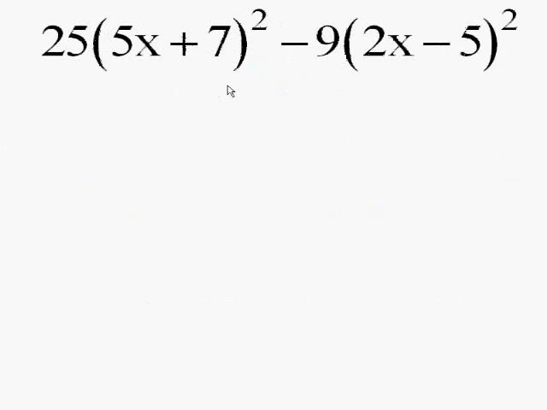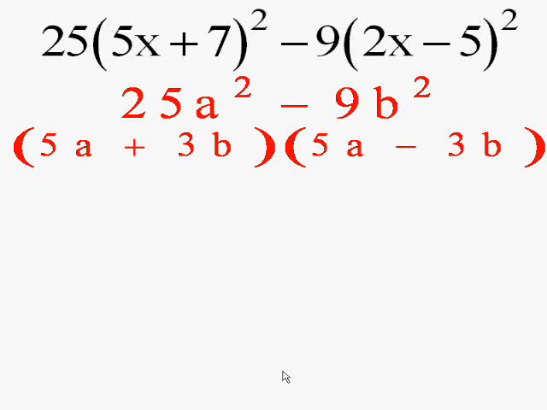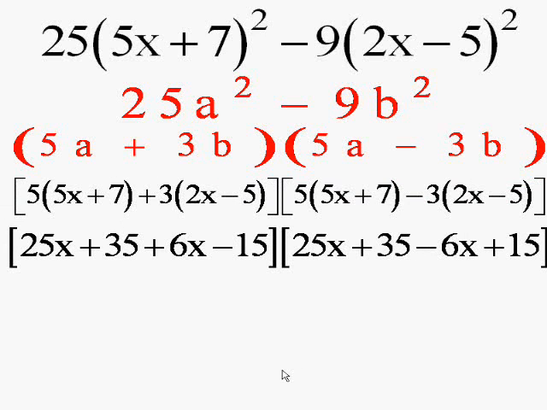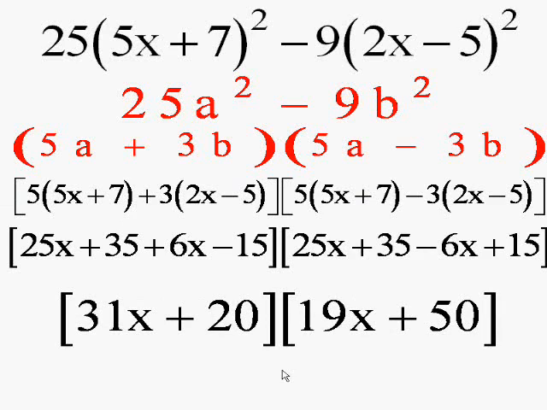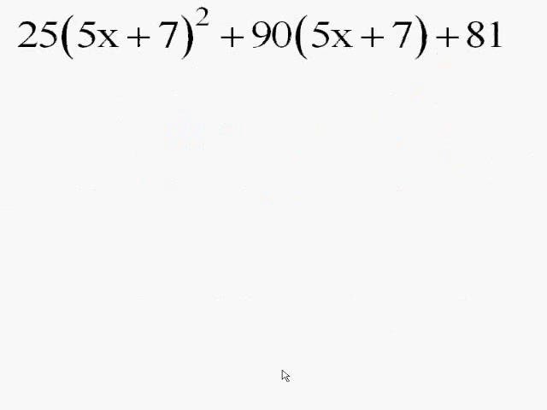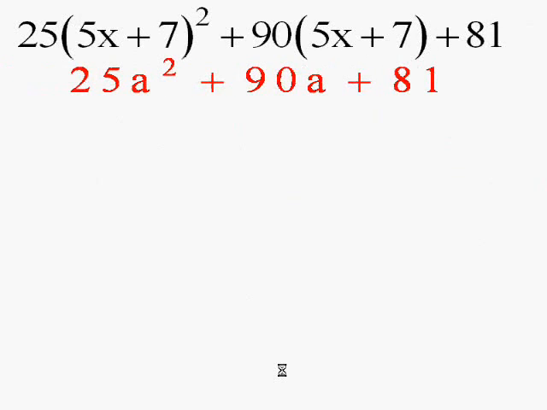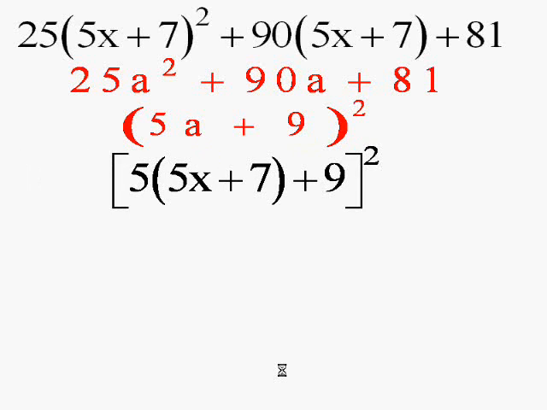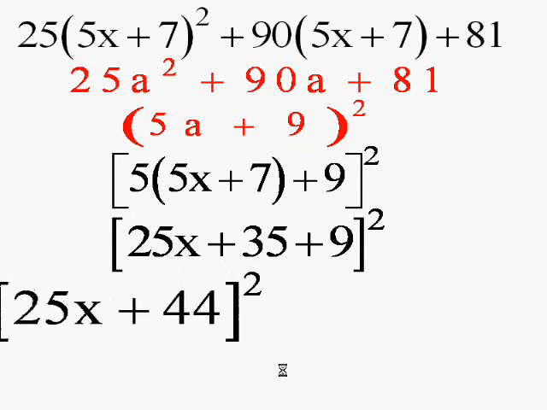In this case, I've got two different brackets, so I'll replace it by two different letters, do my factoring, replace the letters by the original bracket, open up the internal brackets, and simplify. Here, different type, same idea. There's my factors. Replace the letter by the bracket, open up the internal bracket, and simplify.